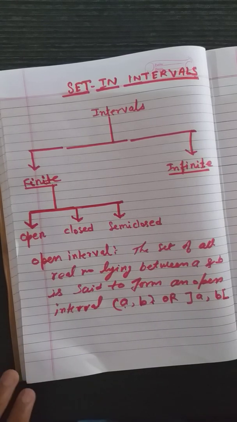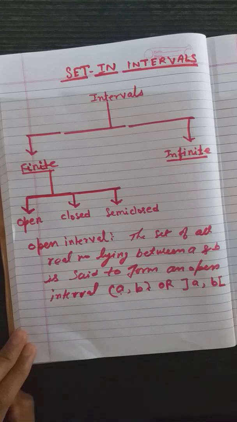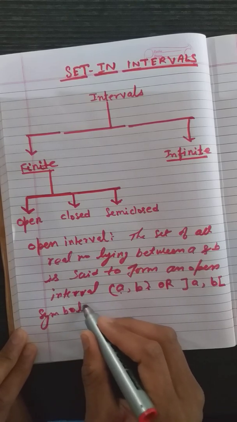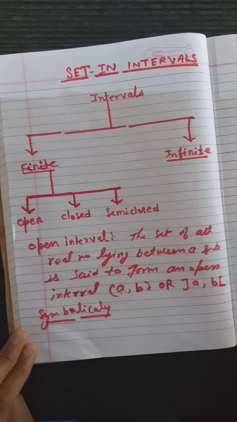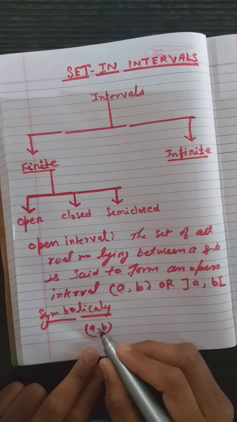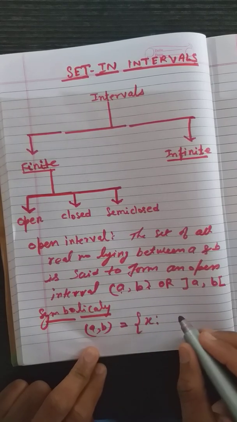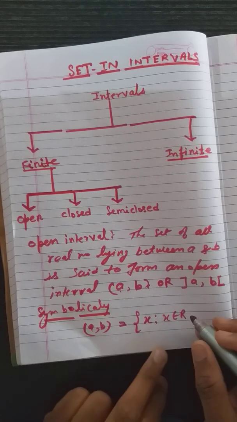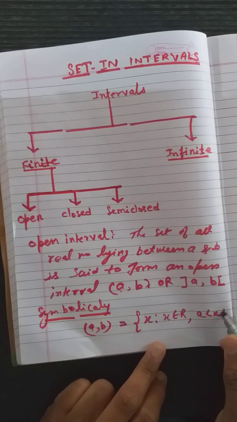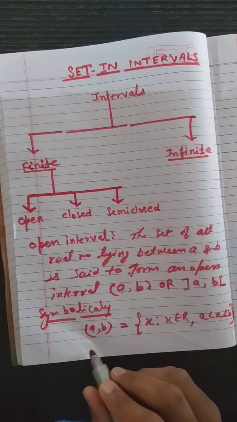Symbolically, you can write this in the form of a set. The open interval A comma B equals, in set builder form, x such that x belongs to the real numbers and the value of x is greater than A and less than B. So this is the set builder form of the open interval A comma B.